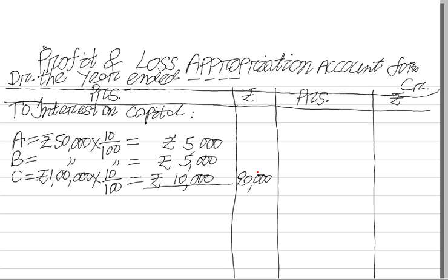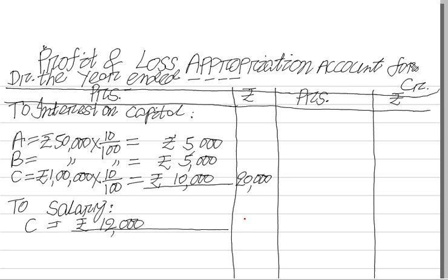The next line is the fourth line. C, being the working partner, was also entitled to a salary of 12,000 per annum. To salary, rupees 12,000.